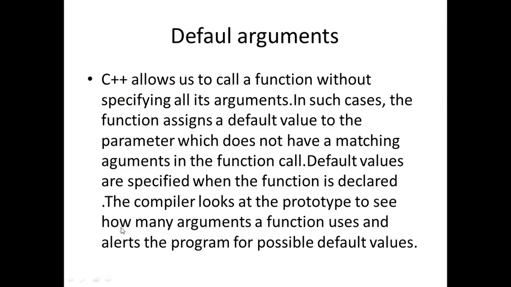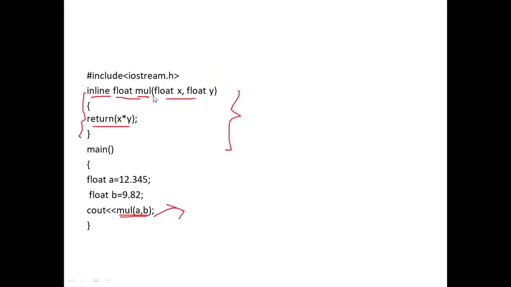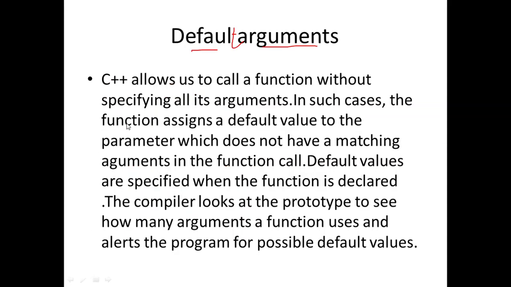Now about default arguments. What does default arguments mean? You know the word default means as such. And you know what arguments are: whatever is inside the brackets of the function, which is passed or multiplied, the operands. So these are the arguments.